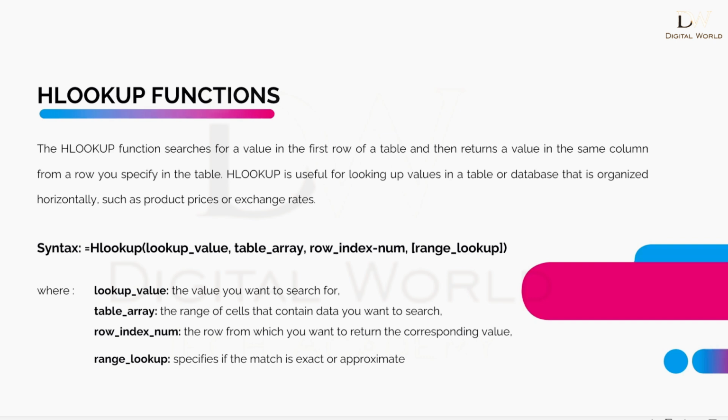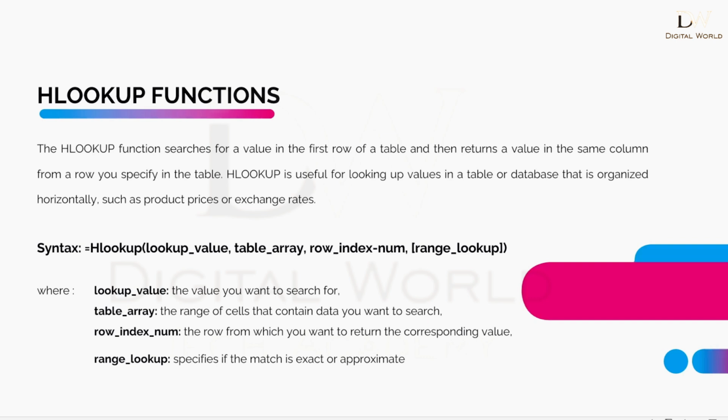Now let's take a look at the syntax. The formula for HLOOKUP is equals HLOOKUP. Then in the bracket we have the lookup value, which is the value you want to search for. Then the table array, which is the range of cells that contain the data you want to search. Then we have the row index number, the row from which you want to return the corresponding value. And lastly, the range lookup. This specifies if the match is exact or approximate.